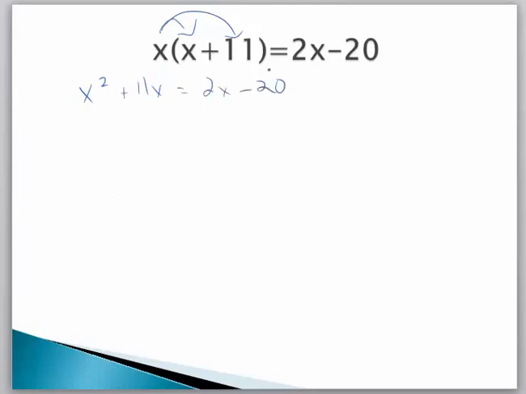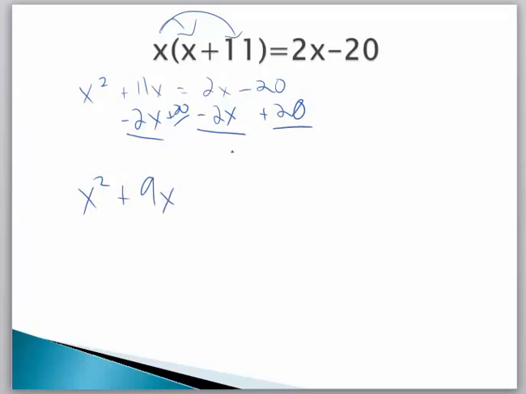And now I'm on to the step where I can get everything on one side, make the x squared term positive, which it already is, and set equal to 0. And I do that by subtracting this term from both sides. And maybe this time we'll do both at once. I'll add 20 to both sides. So that gives me x squared, 11 minus 2 is 9x, plus 20. And I subtracted that and I added that. That's equal to 0. So a little more work, but now I've achieved my goal. I've set my equation to 0, and now I can factor.